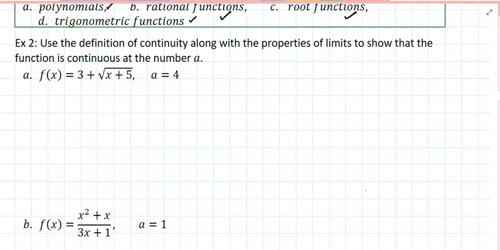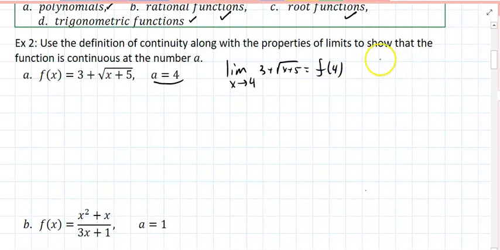Here's an example. Use the definition of continuity along with the properties of limits to show that a function is continuous at the number a being 4. So this is what they're asking. Show that the limit as x approaches 4 of f of x, in this case 3 plus the square root of x plus 5, equals f of 4. Well, three things, and we should do them in that order.